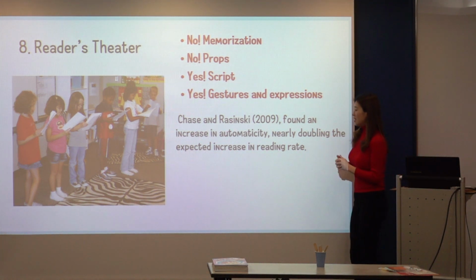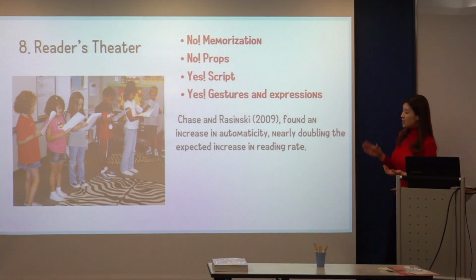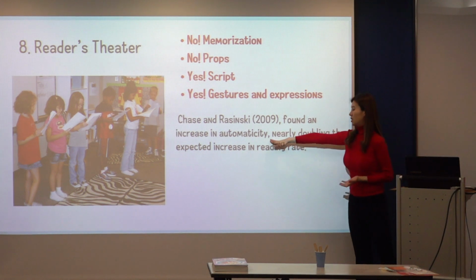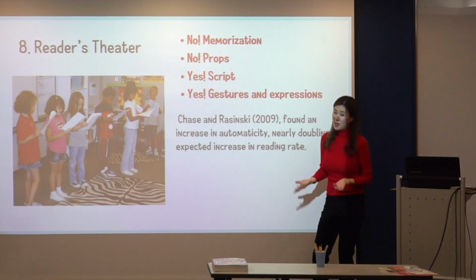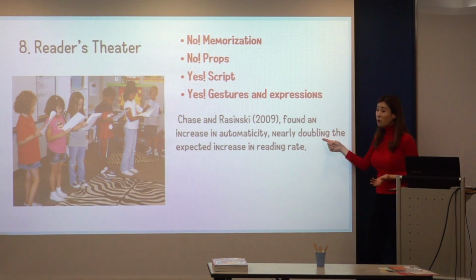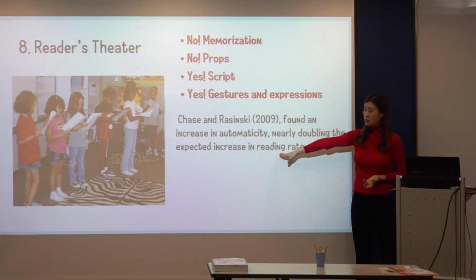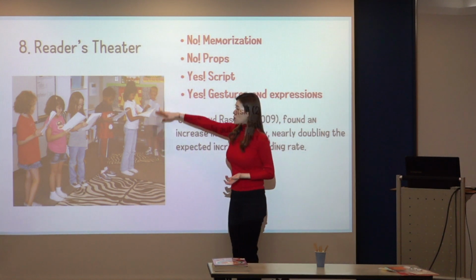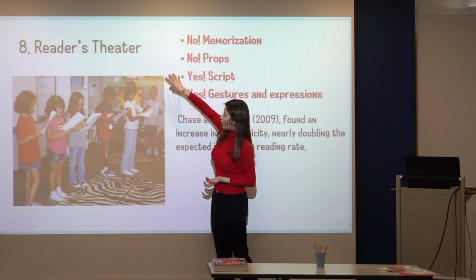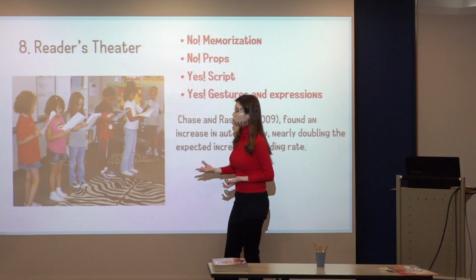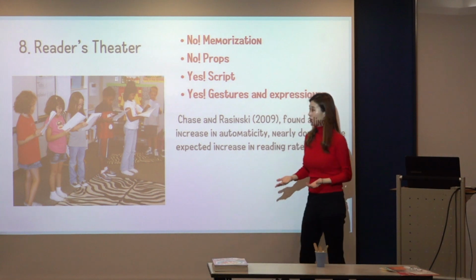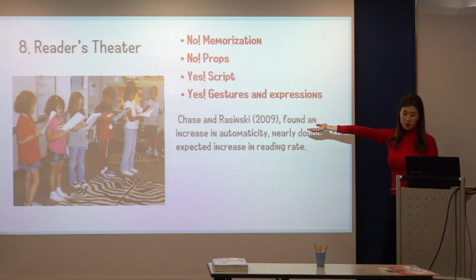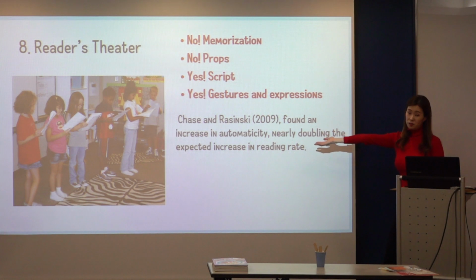Chase and Radzinski found an increase in automaticity. What does that mean? Automaticity means students can read words automatically. Okay, so nearly doubling, 2 times, doubling the expected increase in reading rate. So actually, reading rate wasn't the purpose for reader's theater. But because they practice again and again for this reader's theater, their reading got a lot more fluent.